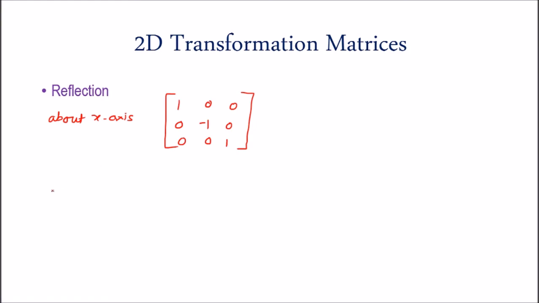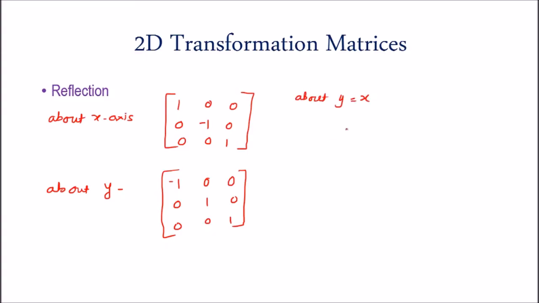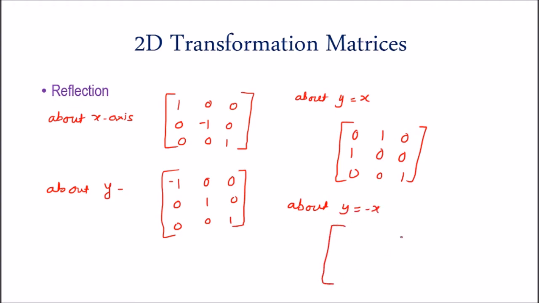Then about the y-axis, the y coordinate remains the same and x will change from plus to minus, so it is minus 1 0 0, 0 1 0, 0 0 1. Now about the line y is equal to x, the matrix will be 0 1 0, 1 0 0, 0 0 1. Now about the y is equal to minus x line, the matrix is 0 minus 1 0, minus 1 0 0, 0 0 1.